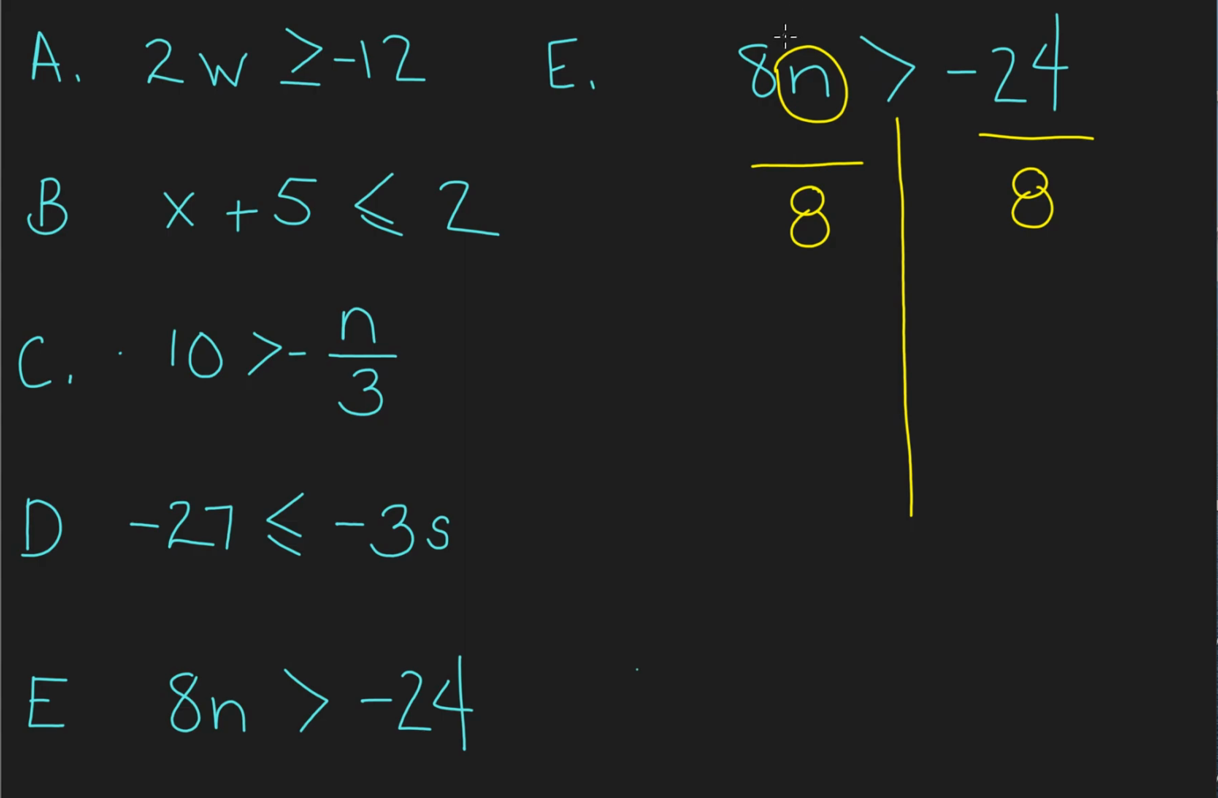And simplifying now, I'm left with n on one side. A negative 24 divided by 8 gives me negative 3. So now to decide whether we flip or not, we're dividing by a positive number here. So we don't flip.